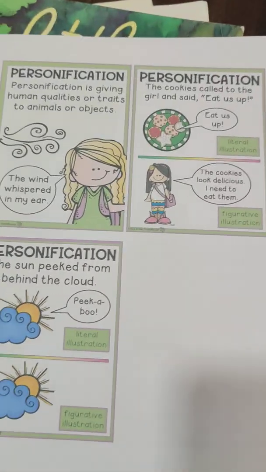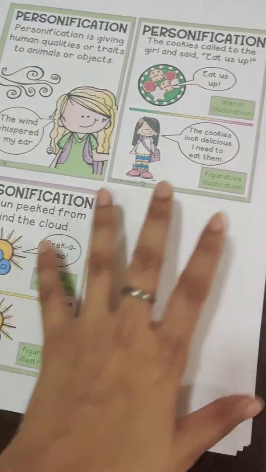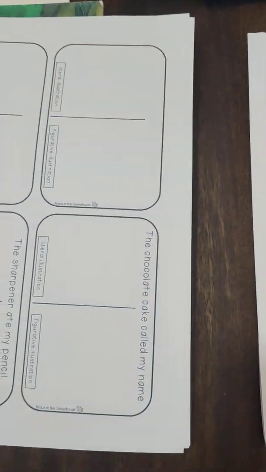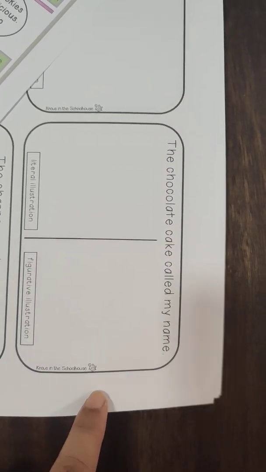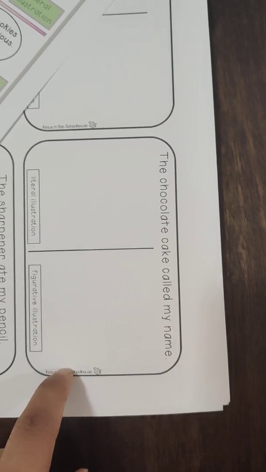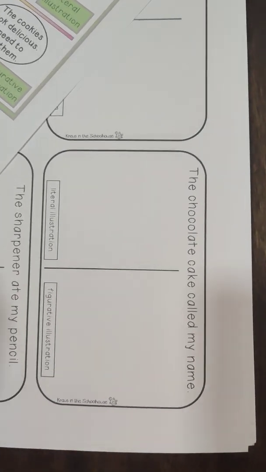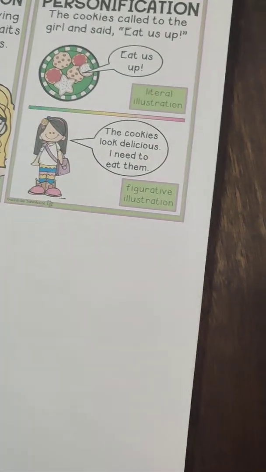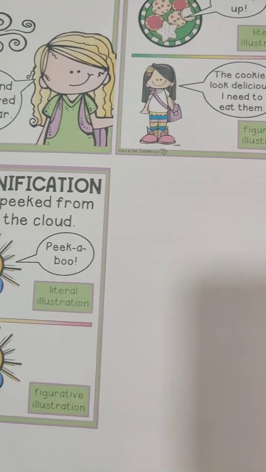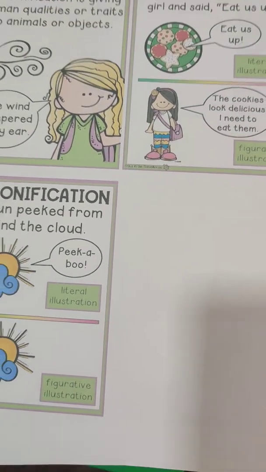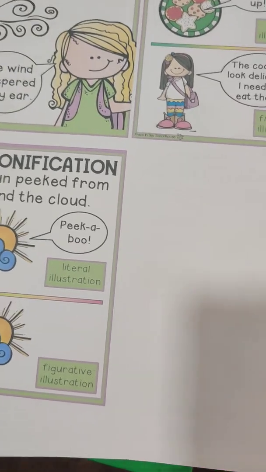Okay, so I got these from TPT. I'm going to share which author it is. Okay, so it is by Kraus in the Schoolhouse. You can get it from her, and it's a figurative language pack. It has all the forms of figurative languages, be it simile, metaphor, alliteration, everything there. This is something that I had no idea of, and if we teach it in this way, kids pick it up so well.